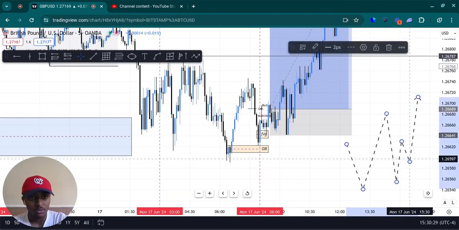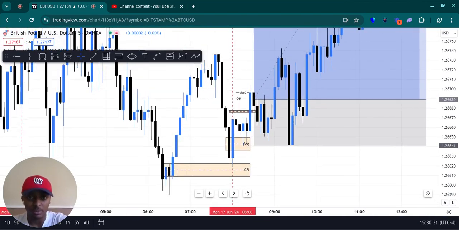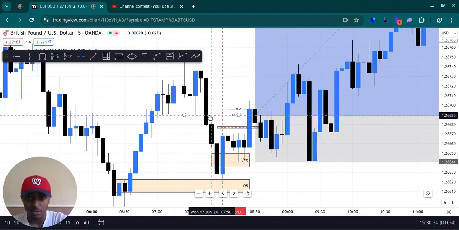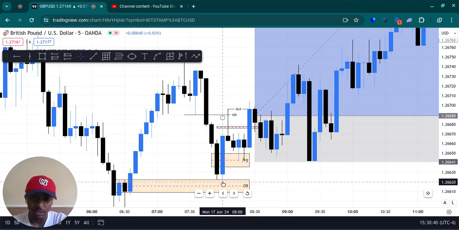So now we're scaling down into here and observing the fine details, saying, okay, what do we have? Order block, reaction off of the order block. We have this bullish order block right here. We react off of it here.